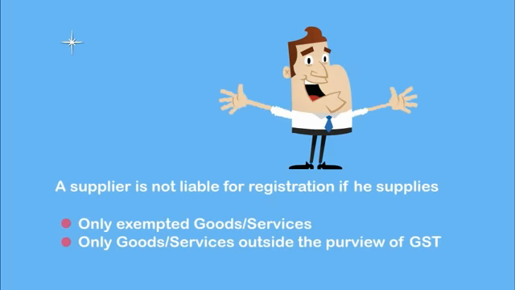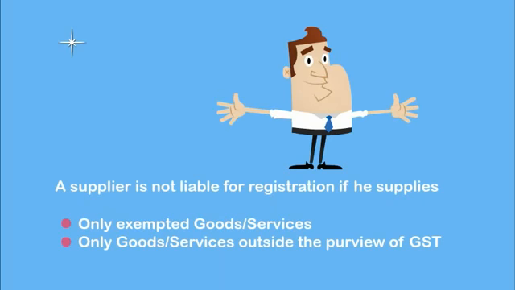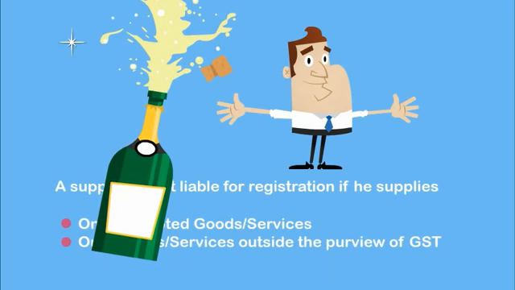A supplier is not liable for registration under GST law if his aggregate turnover consists of only goods or services that are either exempted or outside the purview of GST, like liquor for human consumption.